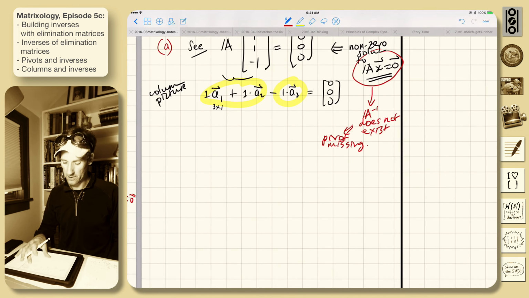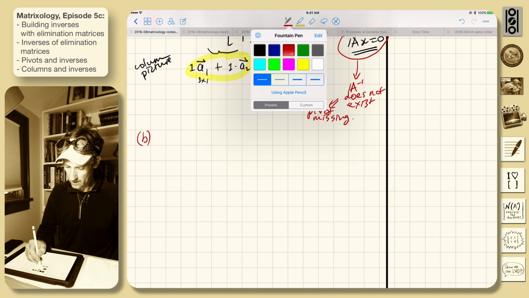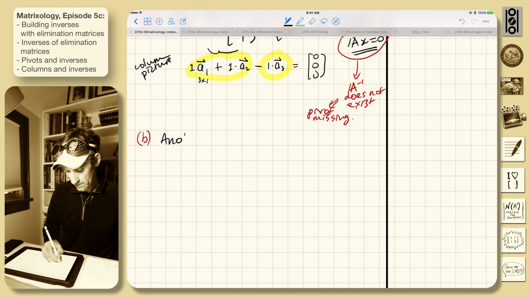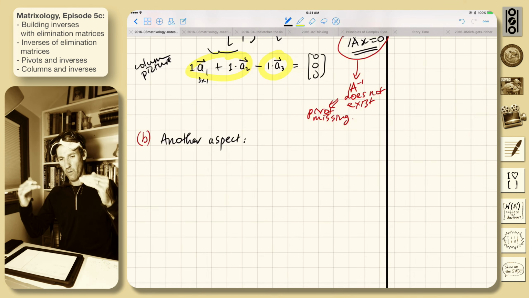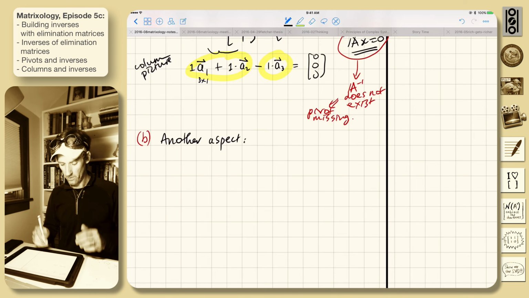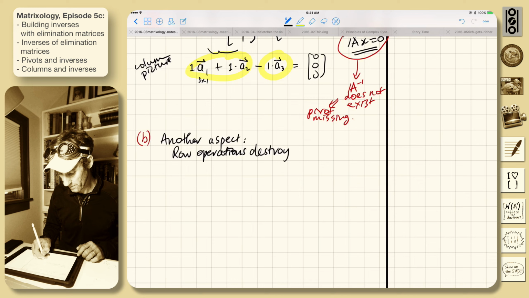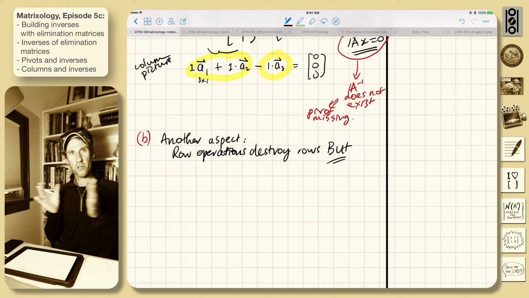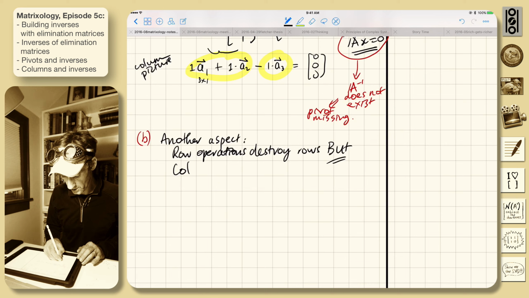So this is one thing to see here. Another aspect is this: when we do row operations, they destroy the rows. They mess with the rows, the contents get messed up, but they don't change the relationships between the columns. The column relationships are unchanged.